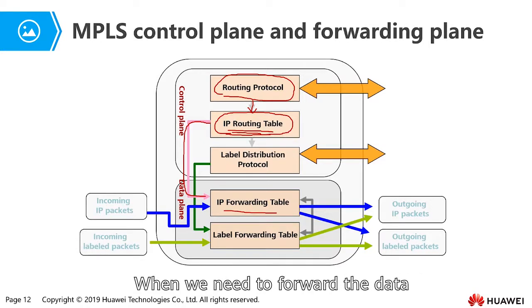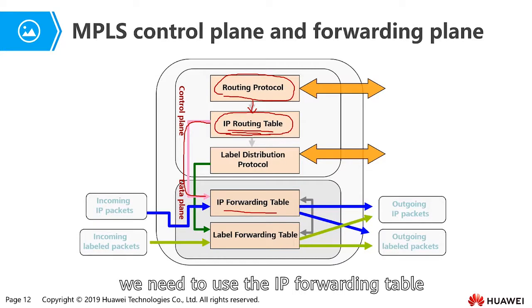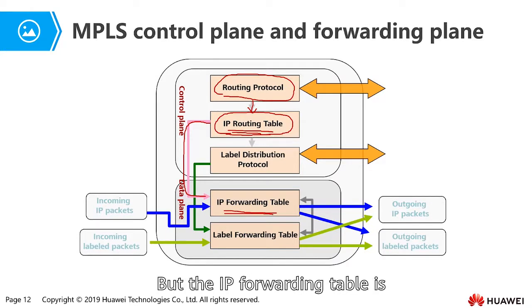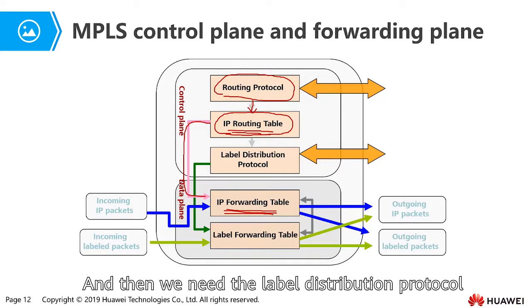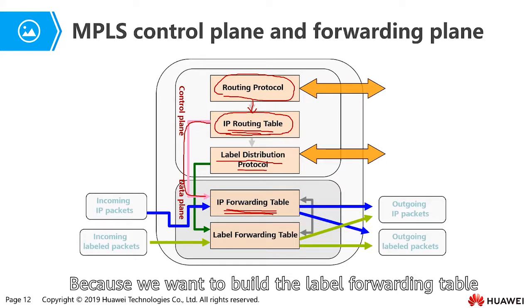When we need to forward data, we need to use the IP forwarding table, but it is the same as the IP routing table. Okay, and then we need the label distribution protocol. Why do we need this? Because we want to build the label forwarding table.